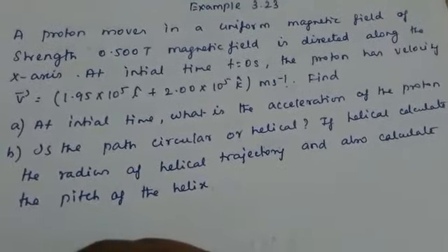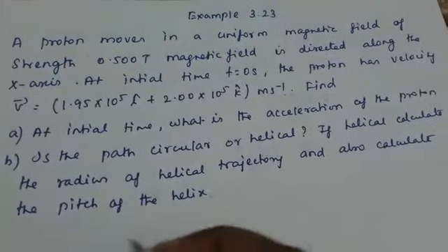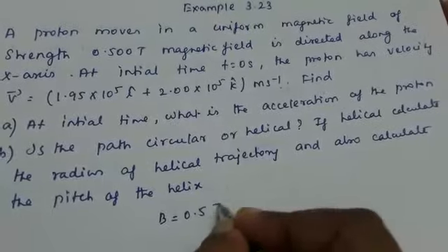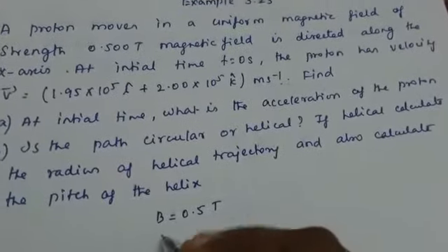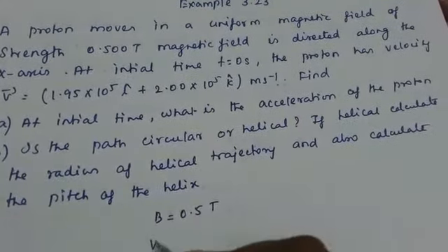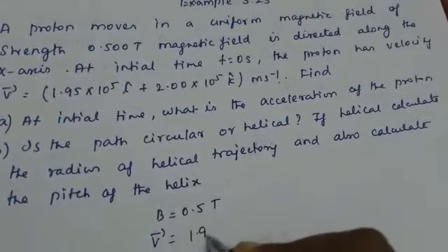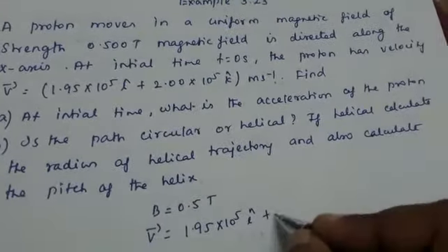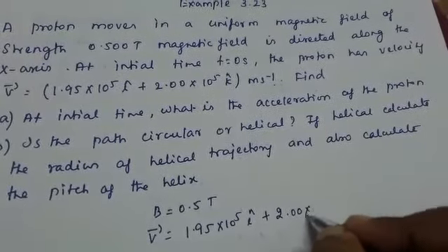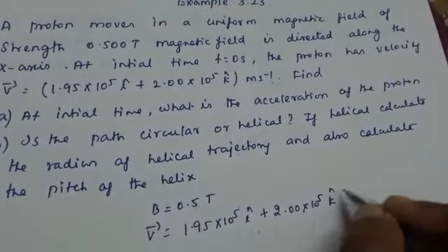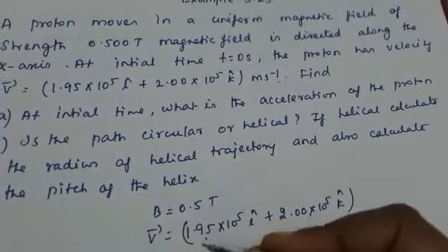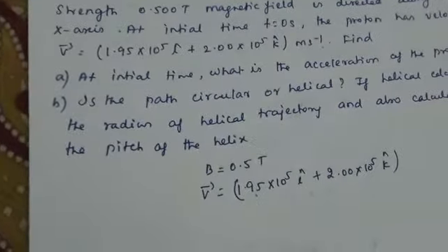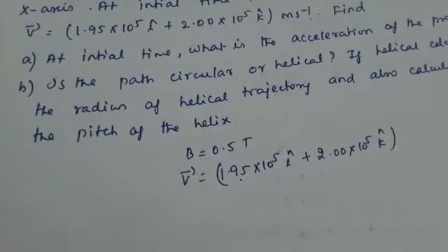Okay, so we'll go for finding the data now. What are the data given here? Magnetic field is given as 0.5 Tesla. Velocity is given as 1.95 × 10^5 i vector + 2 × 10^5 k vector. Time is 0, initially. Now we can go for the first part.